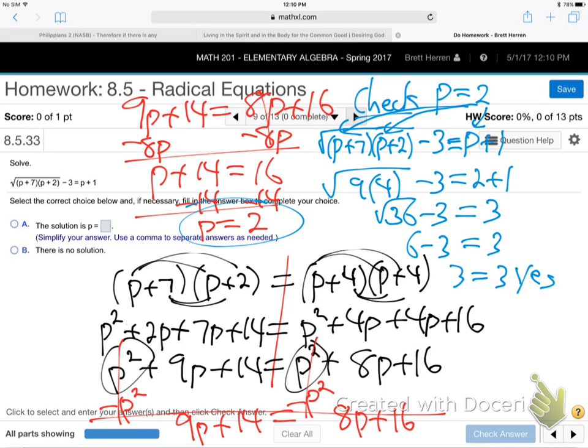Does that make sense there? Did I do that check too quick? Yeah. Square root of 36 is 6? Yeah, how did you get the 9 times 4? I'm plugging in 2 for the p. See the 2? So 2 plus 7, and 2 plus 2 is 4.